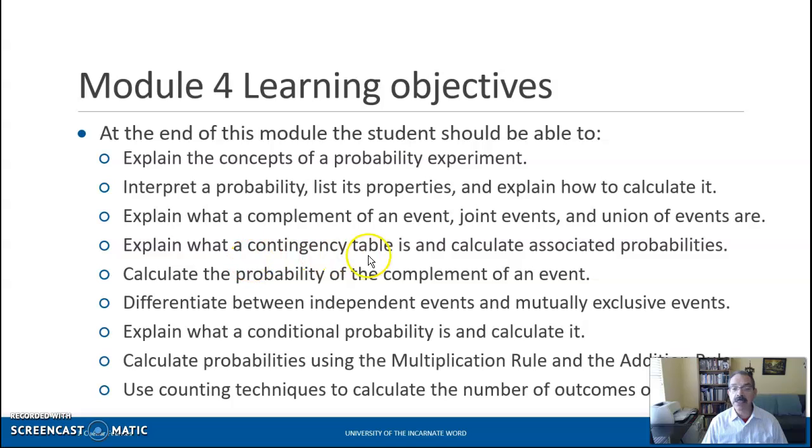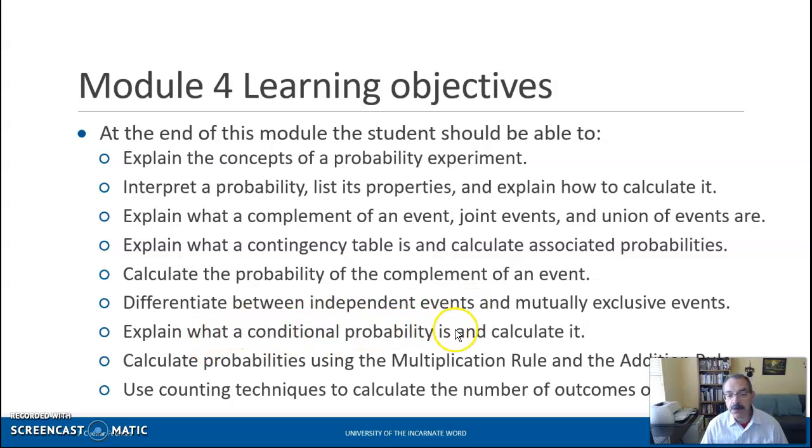Explain what a contingency table is and calculate the associated probabilities. Calculate the probability of a complement of an event. I have this all by itself because this is a very important concept that will be very helpful later on. Differentiate between independent events and mutually exclusive events. Those are very important concepts that will be helpful in subsequent chapters.